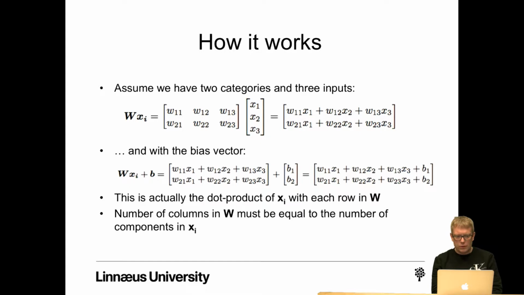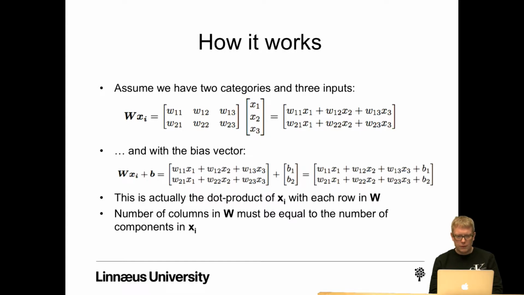And we do the same thing with the second category, where we multiply the weights of the second row in the weight matrix with the input vector. Then we add the bias vector, so we simply add the values of the bias vector to the previous result vector from the matrix multiplication. And this is actually the dot product of the input vector xi with each row in the weight matrix. So it's just a number of dot product operations we do.